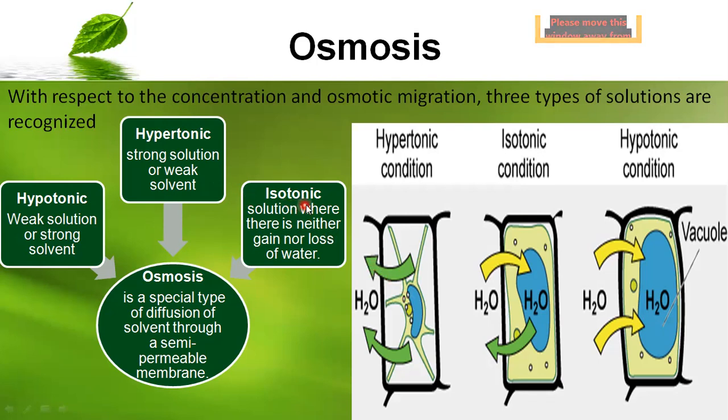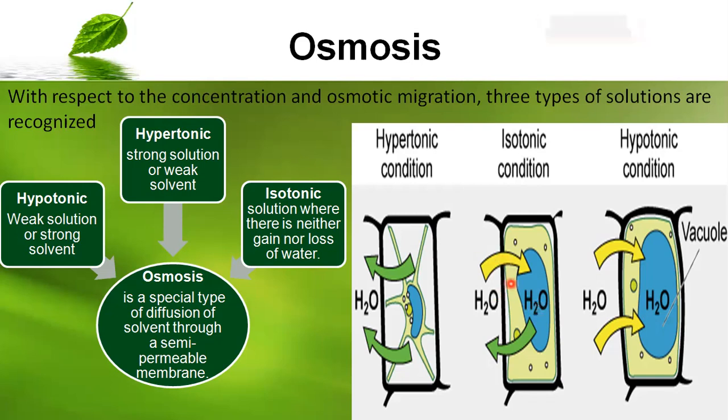Now the last one is the isotonic condition, a solution where there is neither gain nor loss of water. As we discussed, in hypotonic there is a gain of water inside the cell. In hypertonic, there is a loss of water from inside the cell to the outside. So in isotonic condition, there is no gain or loss of the solvent. Neither will the cell shrink nor will it become turgid.